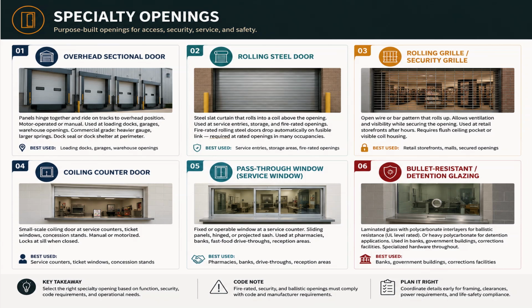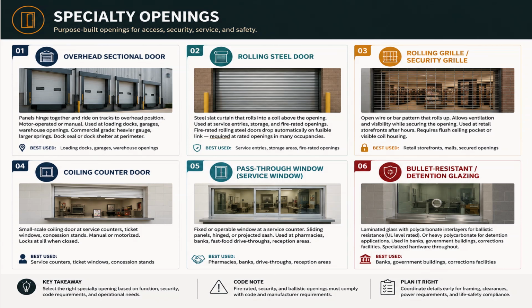A coiling counter door is a small-scale coiling door at service counters, ticket windows, and concession stands, manual or motorized, that locks at the sill when closed. Best used: service counters, ticket windows, concession stands. A pass-through window is a fixed or operable window at a service counter, sliding panels, hinged, or projected sash, used at pharmacies, banks, fast food drive-thrus, and reception areas. Best used: pharmacies, banks, drive-thrus, reception areas.